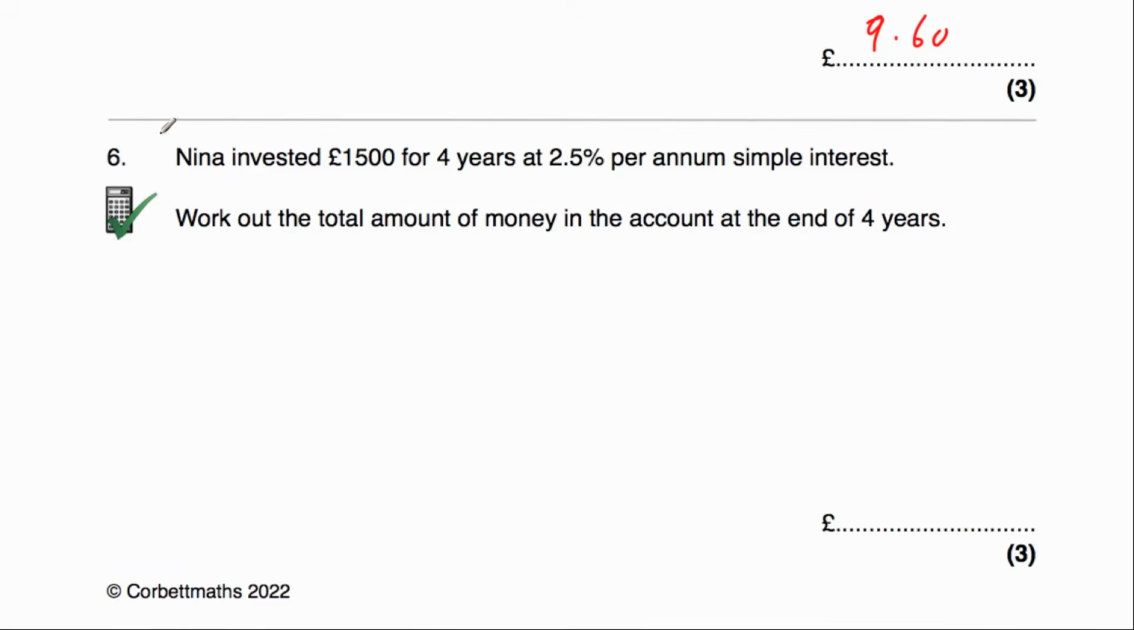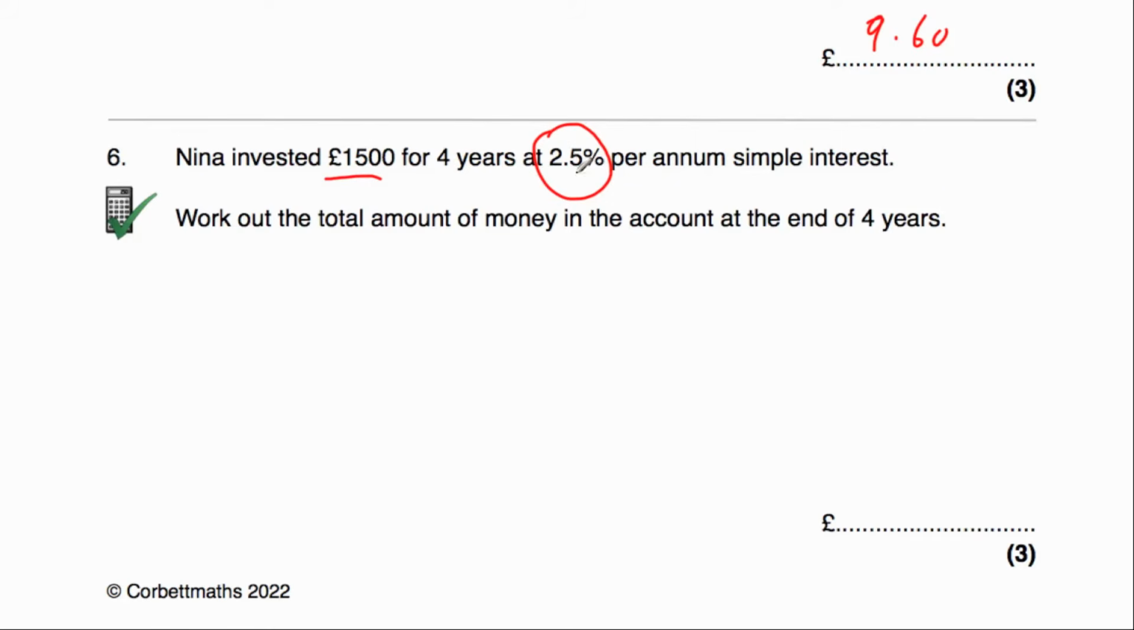Okay, so let's have a look at question 6. So question 6 says Nina invests £1,500 for 4 years at 2.5% per annum simple interest. Work out the total amount of money in the account at the end of the 4 years. So in this question, we're told it's simple interest, so we're going to want to work out 2.5% of the initial amount invested, the 1,500, and that'll tell us how much interest is earned every single year.